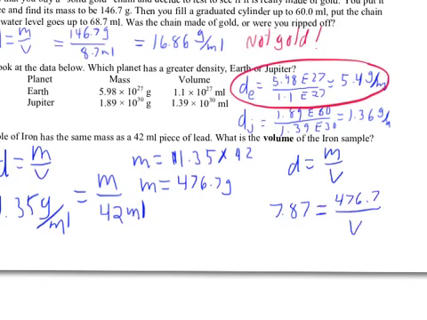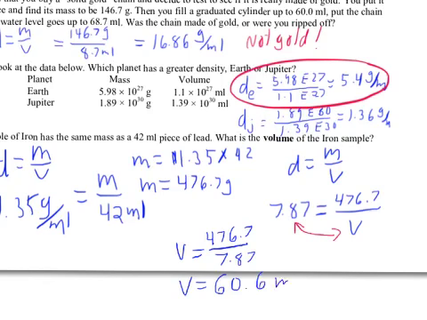Whoop, I've got a variable in the denominator, so I'm going to do the Swaparooski. And what that means is that I end up with volume equals 476.7 over 7.87. So therefore, the volume equals 60.6 milliliters.